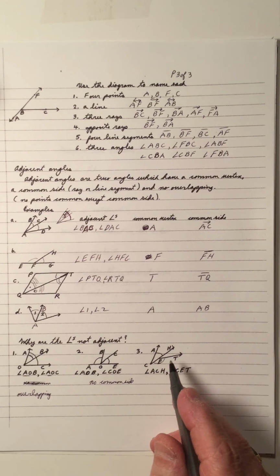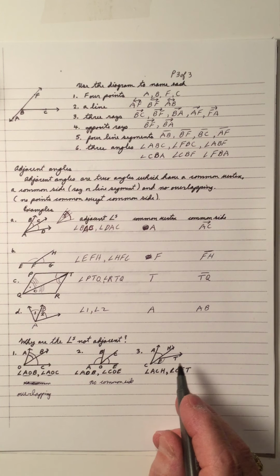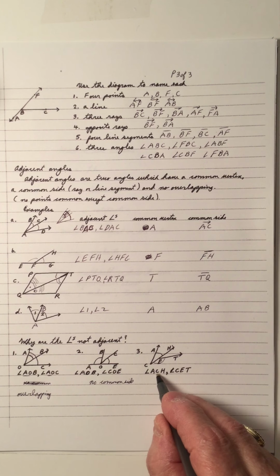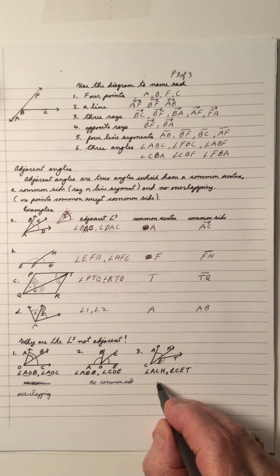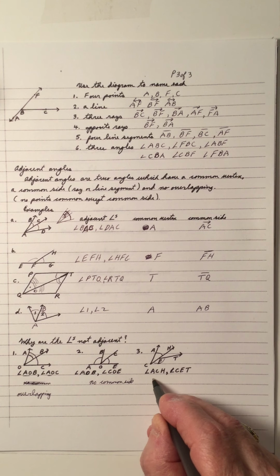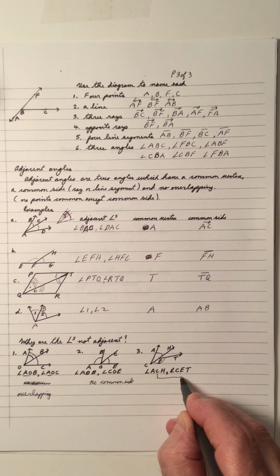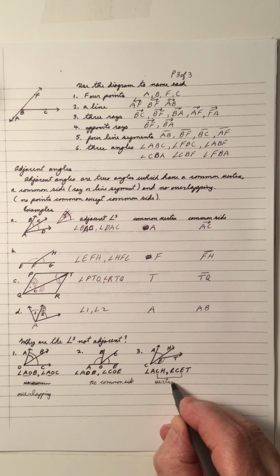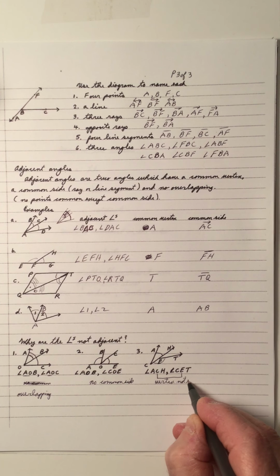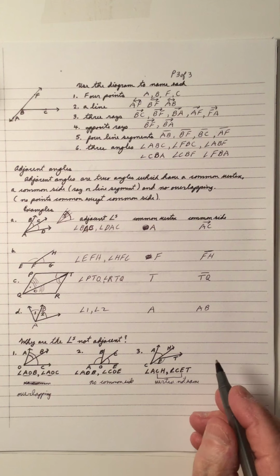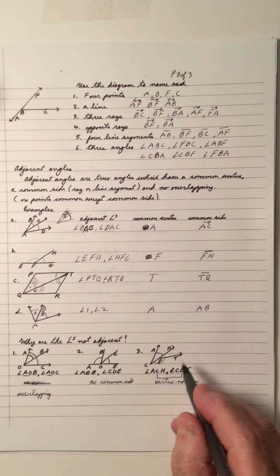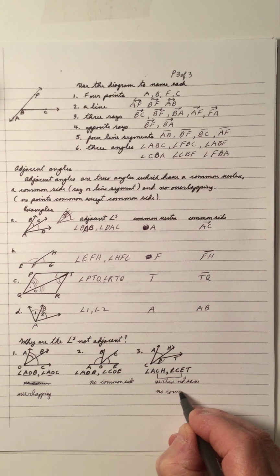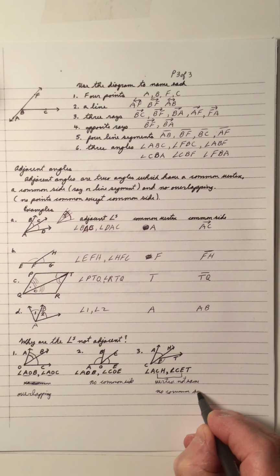And what do they not have? Well, there's a couple of things. They do not have the same vertex because the vertex is C and E. So the vertex right there is C. The vertex right there is E. So vertex, not the same. And also, they do not have a common side. There's no common side.